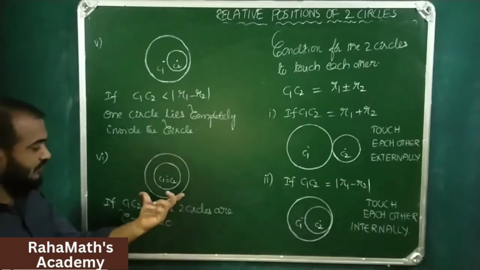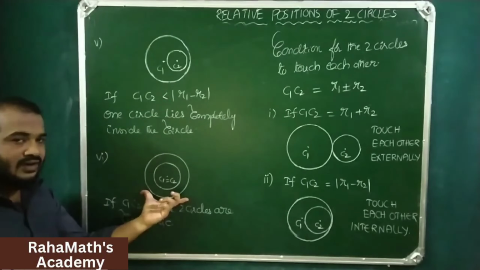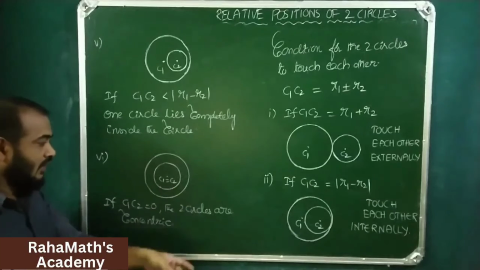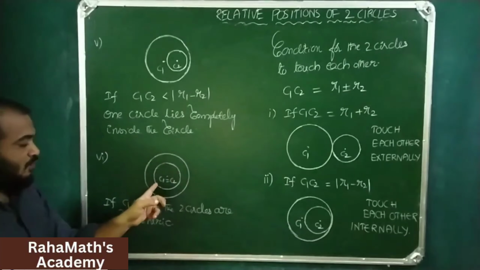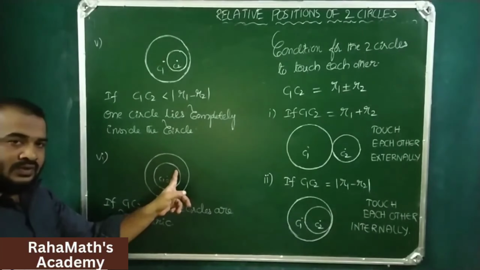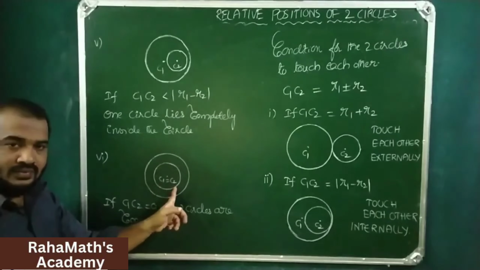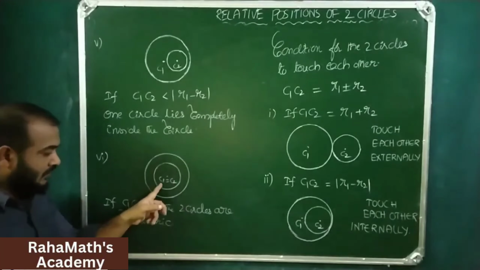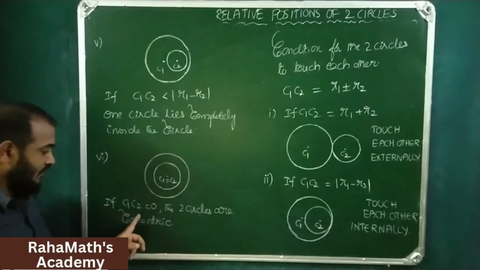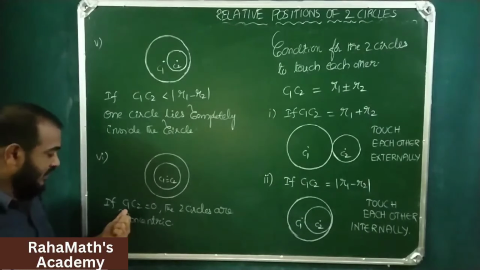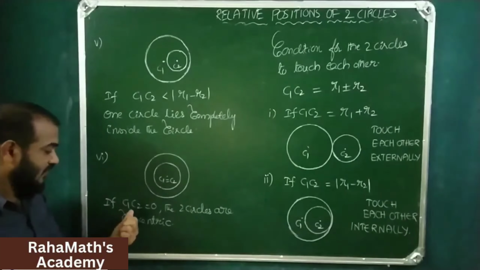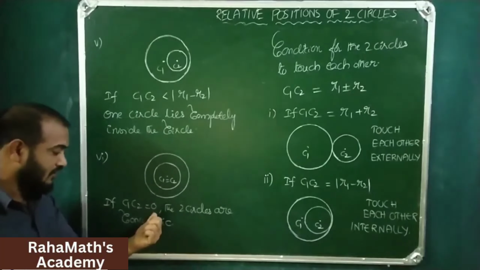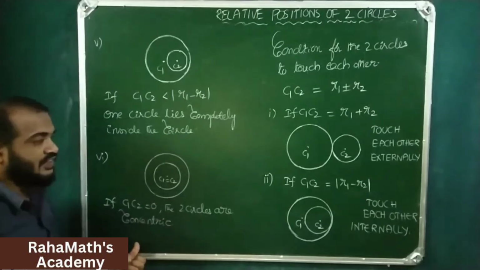There is another case also. Here, for both circles, the centers are the same. That means if C1C2 equals 0, the distance between the centers is 0, and the two circles are concentric.